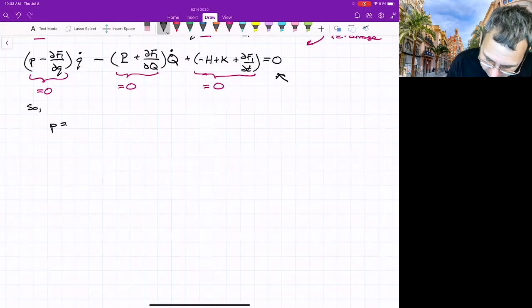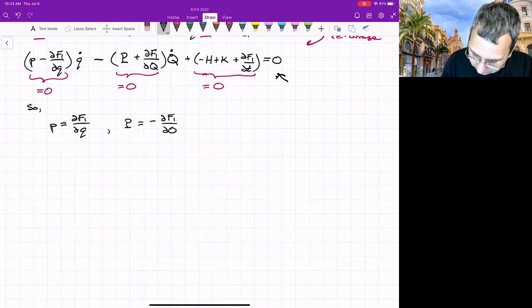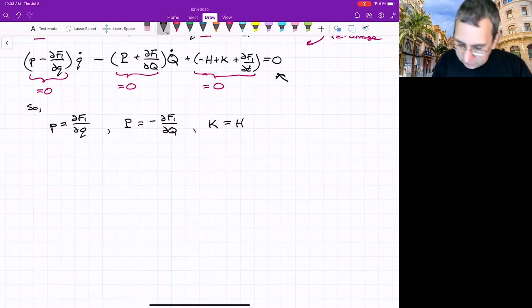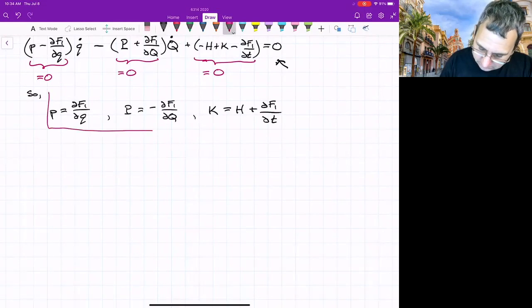So P equals partial F1 partial Q. Big P equals minus partial F1 partial big Q. And the Hamiltonians are related this way. K equals H. Oh, there was a minus sign up here, sorry. K equals H plus partial F1 partial T.